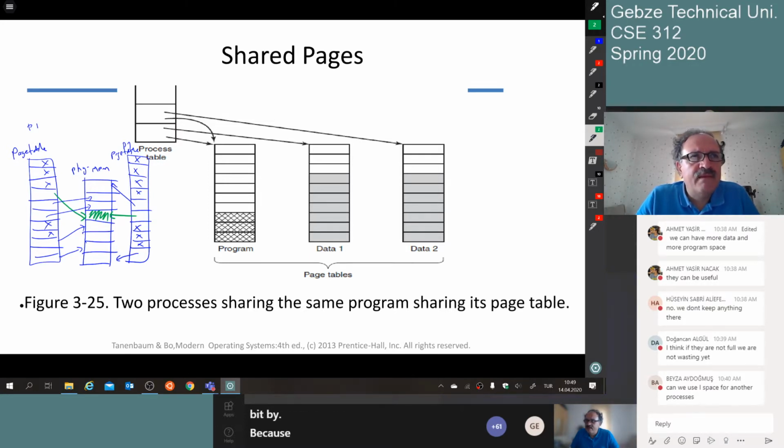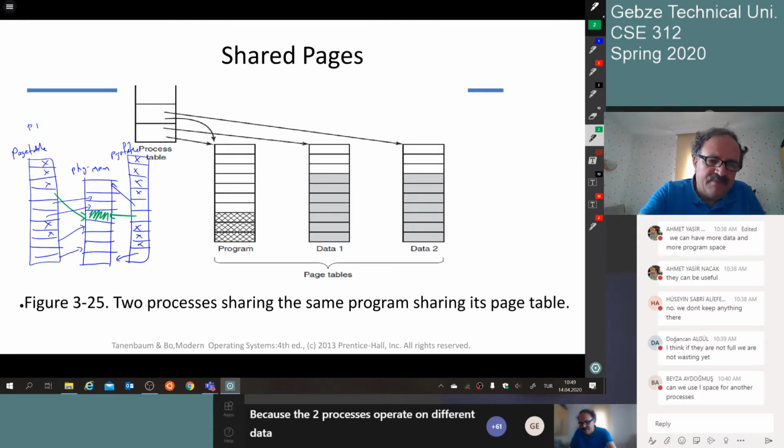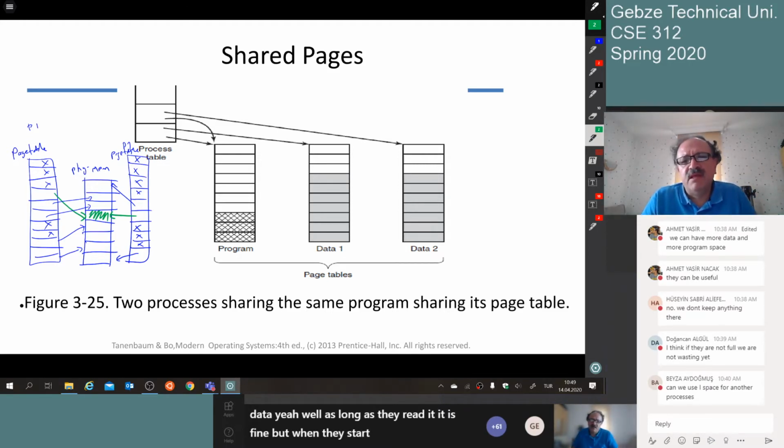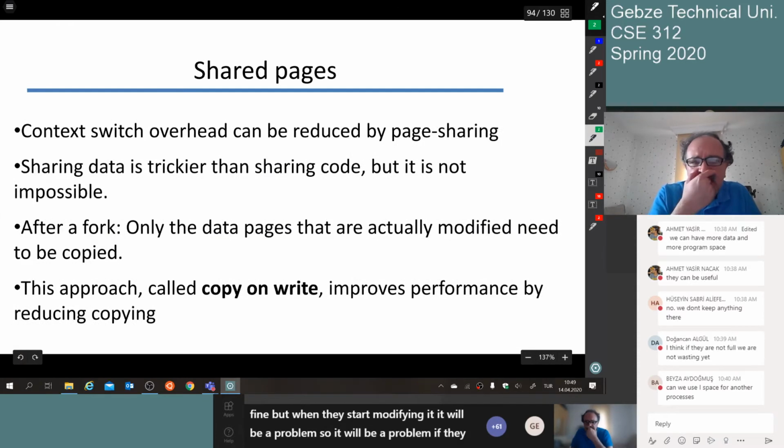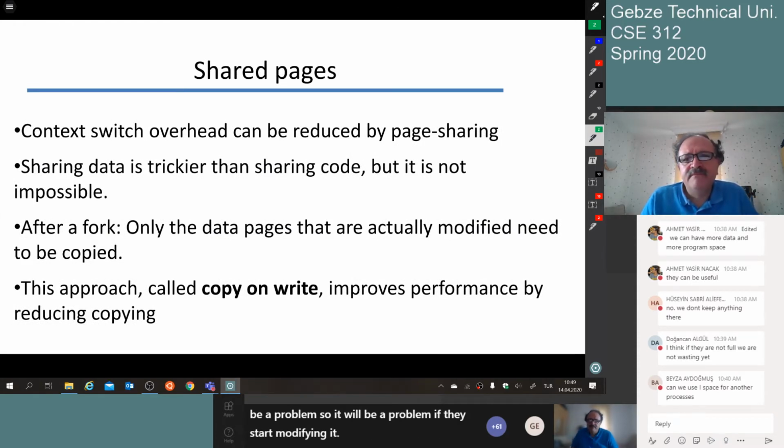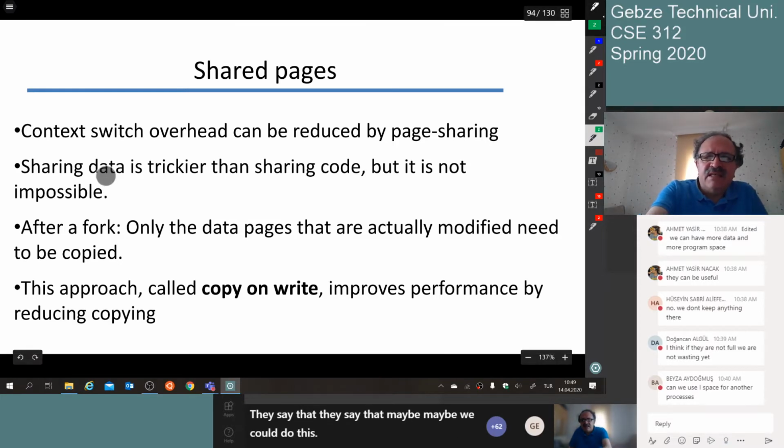Because two processes operate on different data. As long as they read it, it is fine. But when they start modifying it, it will be a problem. They say that maybe we could do this. Sharing data is not that easy, but it is not impossible.